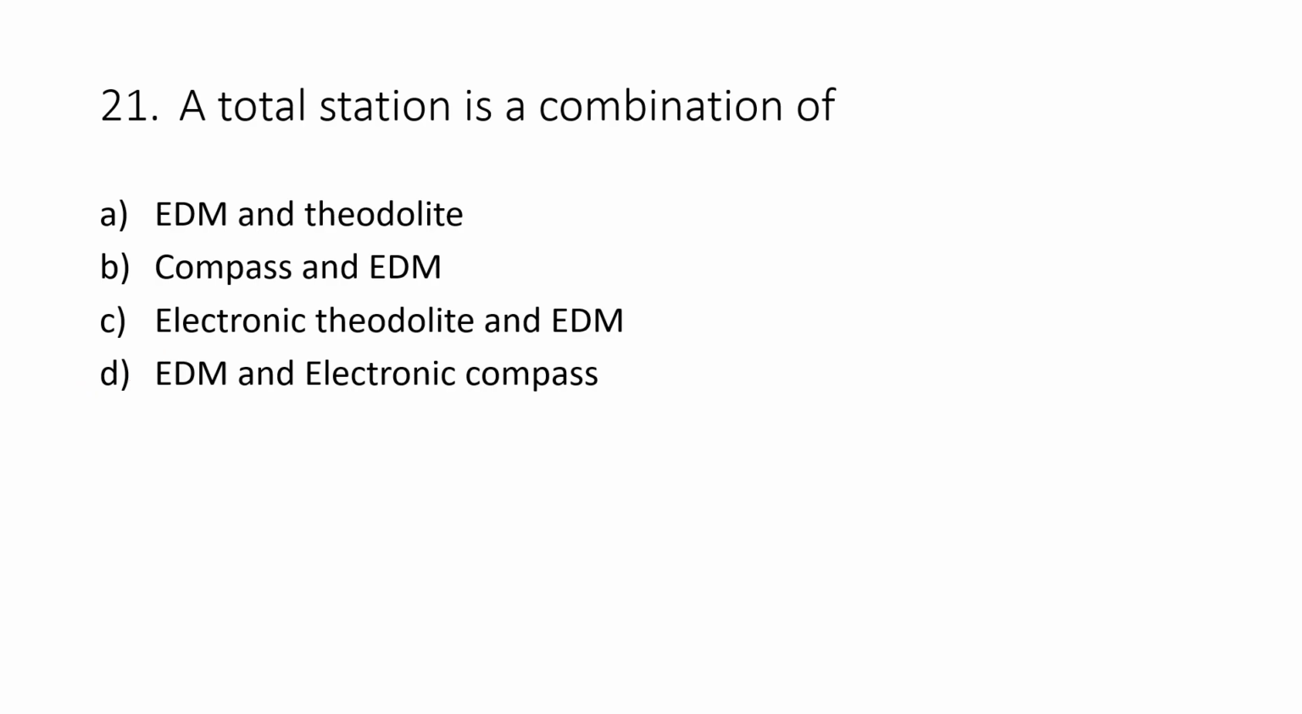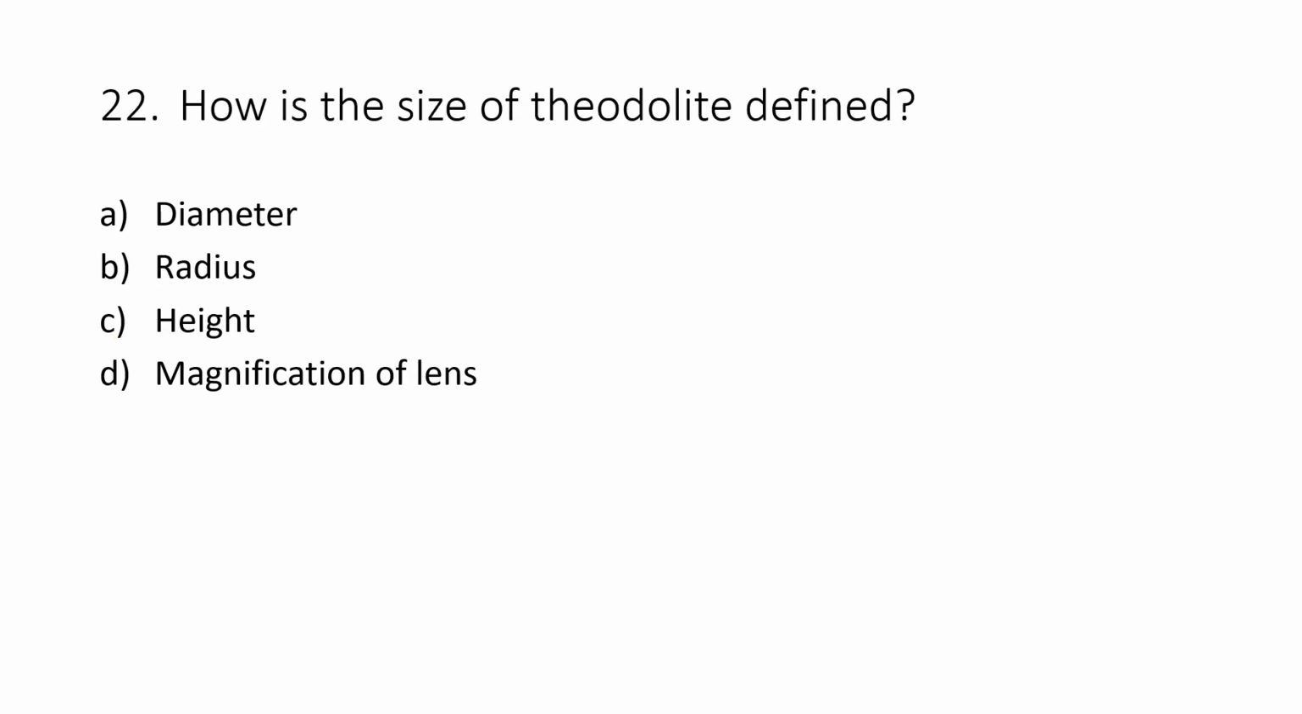Next is a total station is a combination of medium and theodolite, compass and medium, electronic theodolite and medium, and electronic compass. The options are a little tricky, but the answer is option C, electronic theodolite and medium. Our last question is, how is the size of theodolite defined? The size of the theodolite is defined by the diameter.